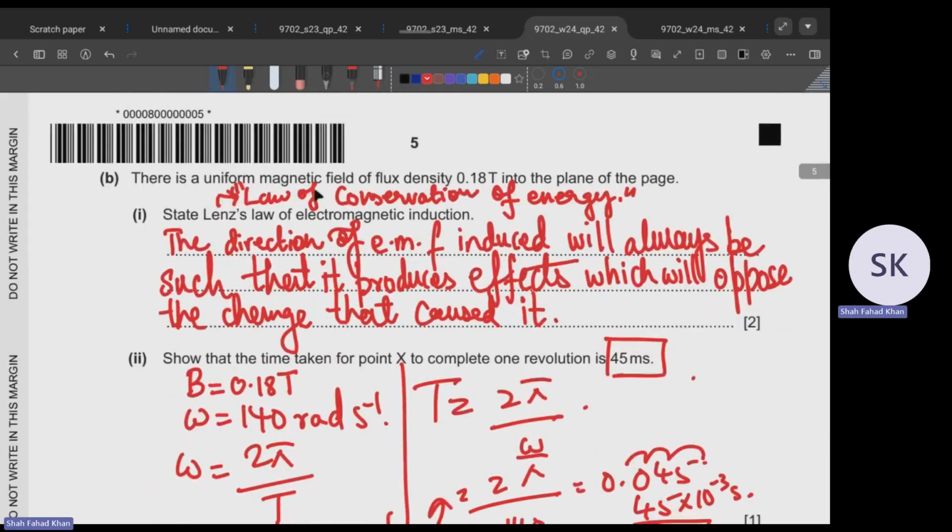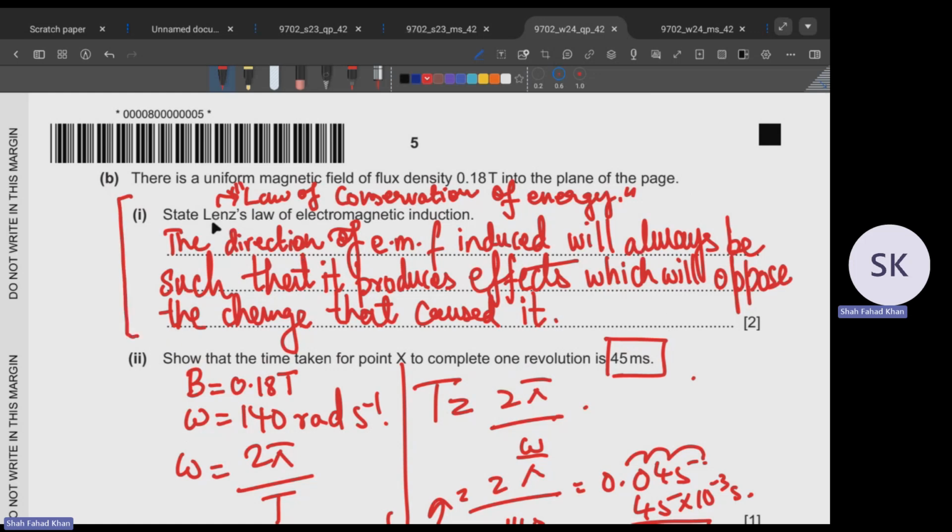Now there is a uniform magnetic field of flux density 0.18 tesla into the plane of the page. State Lenz's law of electromagnetic induction. This is for 2 marks. I would recommend you copy this law down as it is because this is very important.